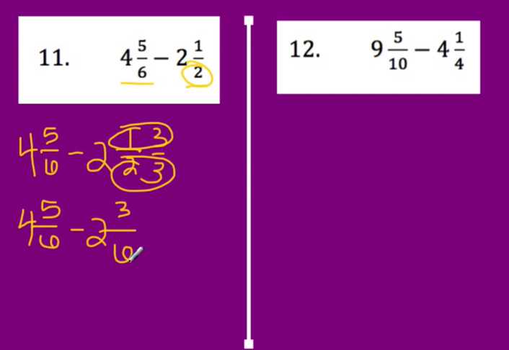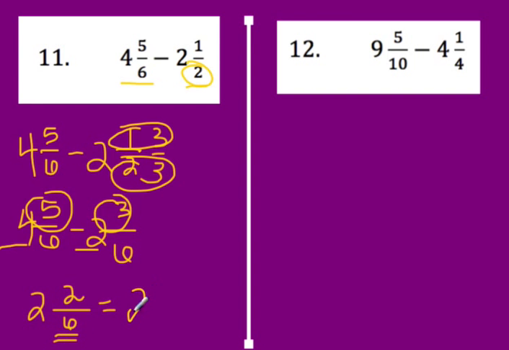Okay, so now what we're going to do is subtract. So 4 minus 2 is 2, and so then I have a denominator of 6. 5 minus 3 is 2. Now, look at that 2/6. That is a fraction that can be reduced because both of those can be divided by 2. So I'm going to take 2 and I'm going to take 6 and I'm going to divide both by 2. And that's going to give me 2 1/3.